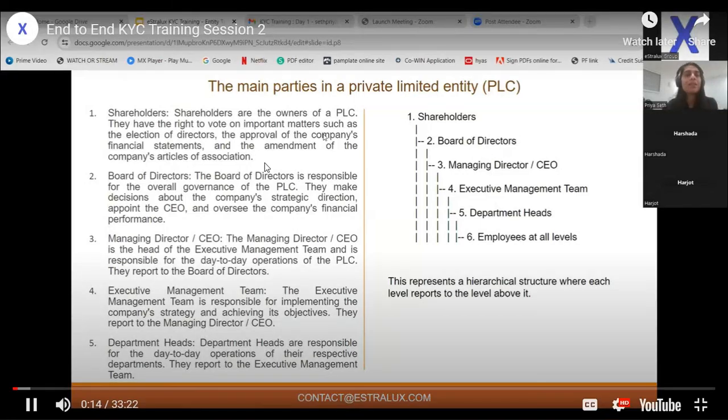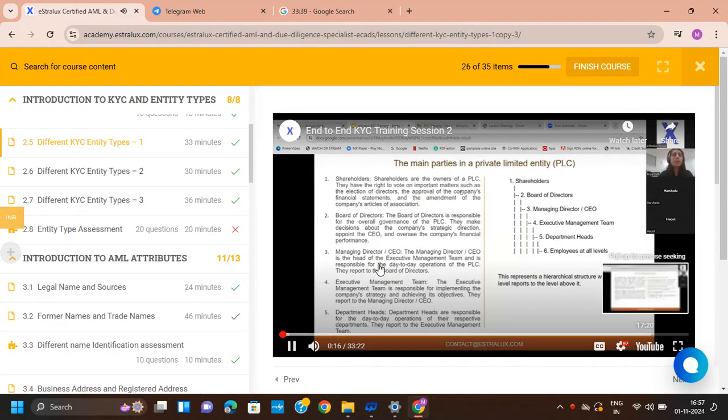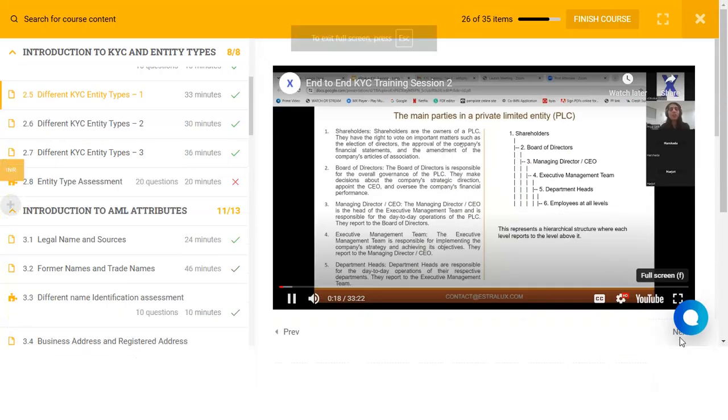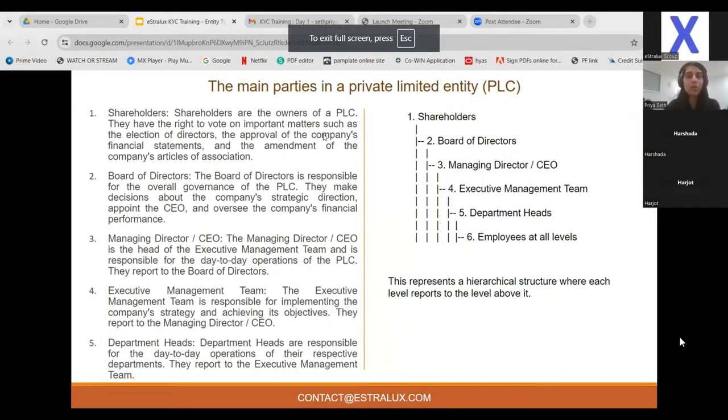Here, the main parties in a private entity are, as you can see on the chart on the right-hand side: the shareholders, the board of directors, managing directors, executive team, department heads, and employees. You don't have to read all of this now; you can read whatever is written when you have time. But when you do KYC, the first thing is you should know who the shareholders are, the names of the shareholders.